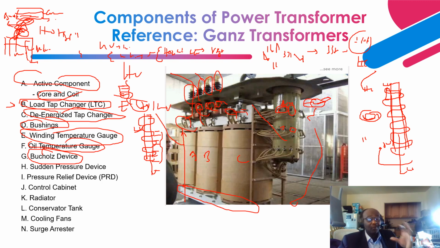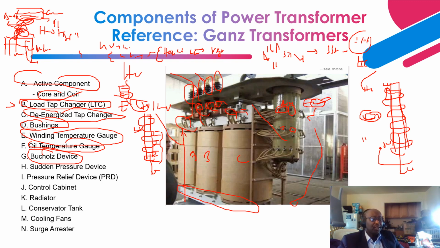Okay, but after a certain volume is trapped inside this Buchholz device, it acts as a wave, and basically it activates a mercury switch, or provides an alarm indication for you to investigate.